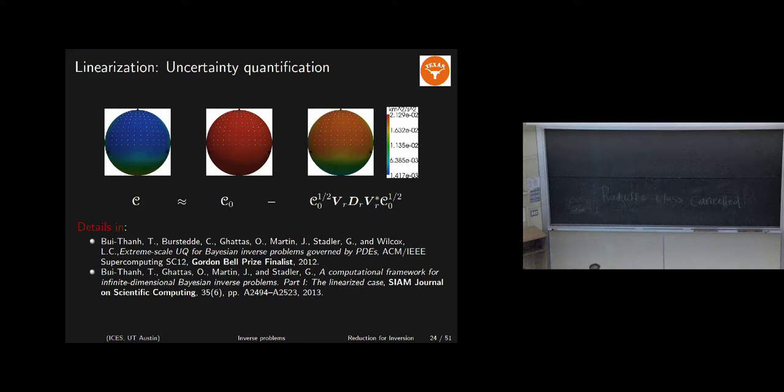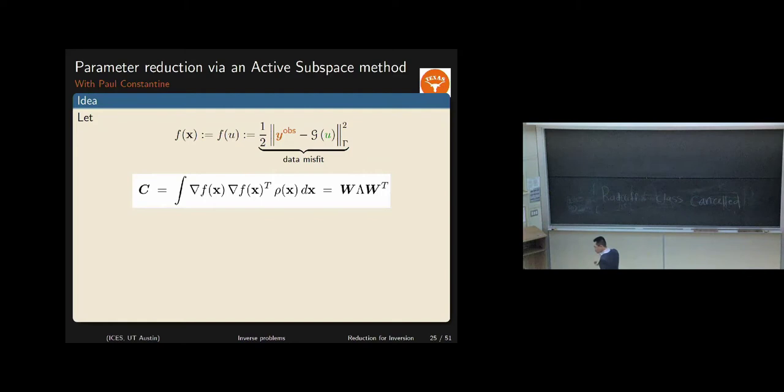Okay, so that's one way to do it, to use low rank approximations to determine which parameter space dimensions are important to estimate the uncertainty and to get the solution in a scalable manner. So the next thing that I'm going to show you is an interesting approach, a dimension reduction approach or active subspace approach that I did with Paul Constantine, now at UC Boulder.